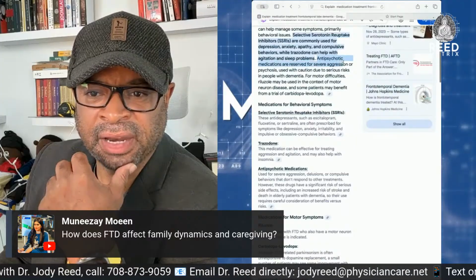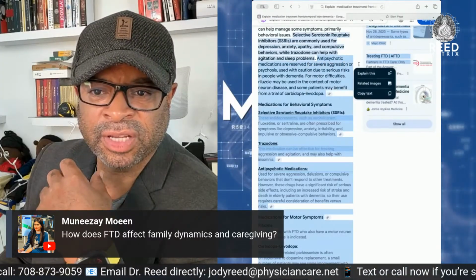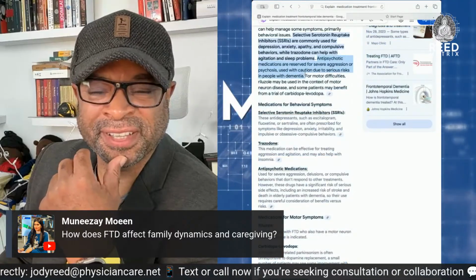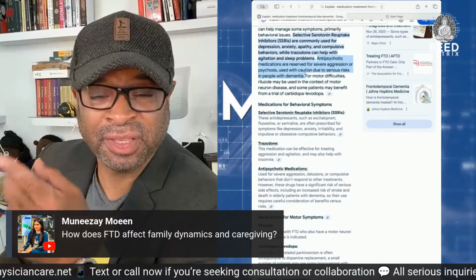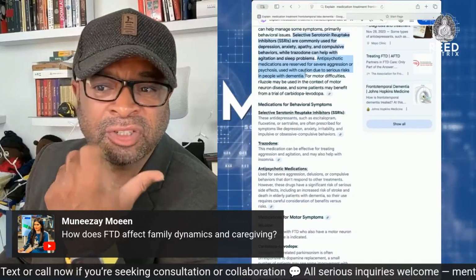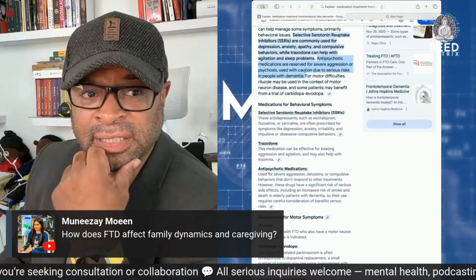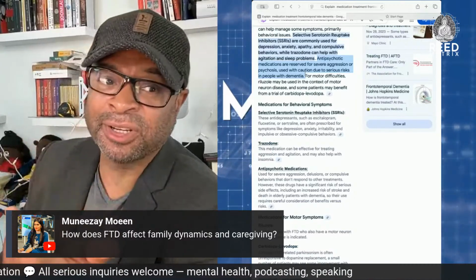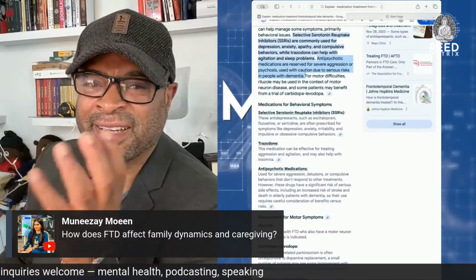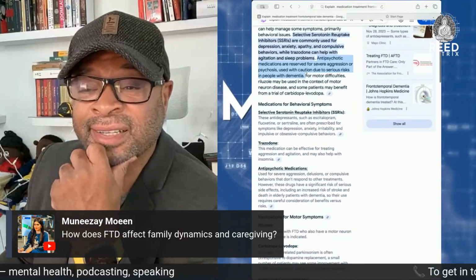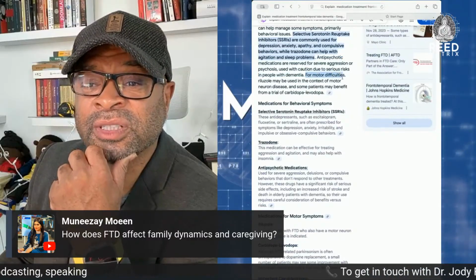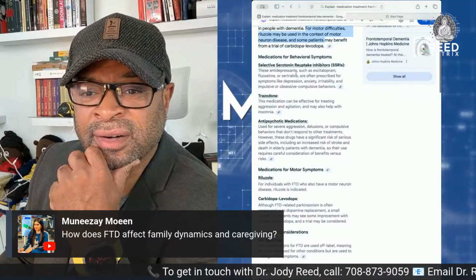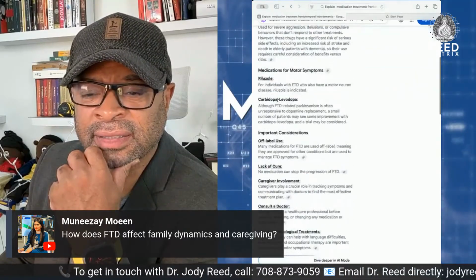Antipsychotic medications are reserved for severe aggression or psychosis and are used with caution because of serious side effects for people with dementias. Yeah, because of the side effects, you don't want to be placing patients with dementia on antipsychotics if they really don't need to be. This is a dementia, not a psychotic disorder, so antipsychotic medications are not absolutely necessary. For motor difficulties, you can use other things. All right, SSRIs, trazodone, antipsychotics.